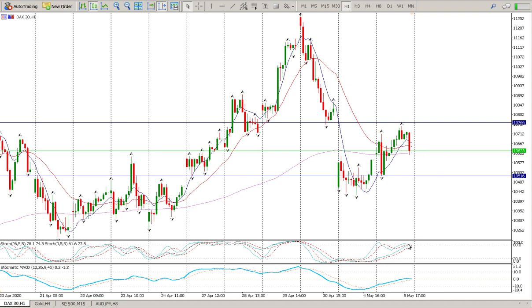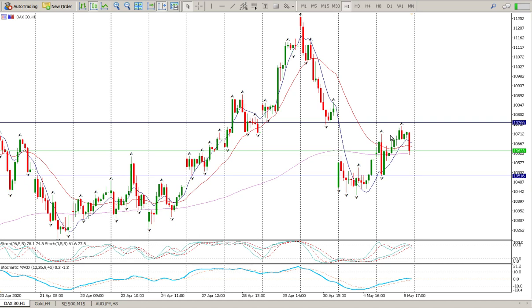I have a crossover of my stochastics, both of them at the moment. I'm below the zero on the stochastic MACD. I haven't had a crossover. So that's starting to be bearish. This is bearish. And this is just totally confused.